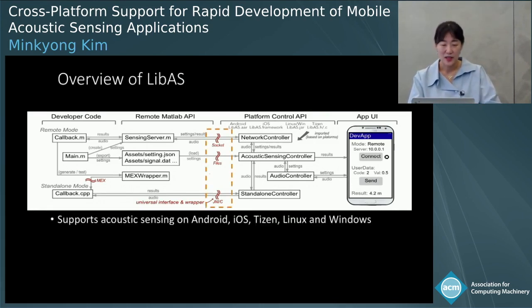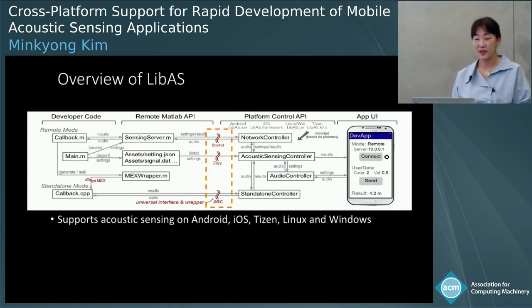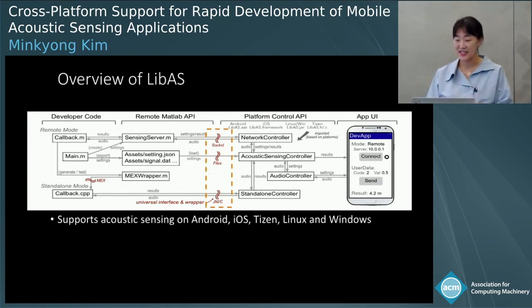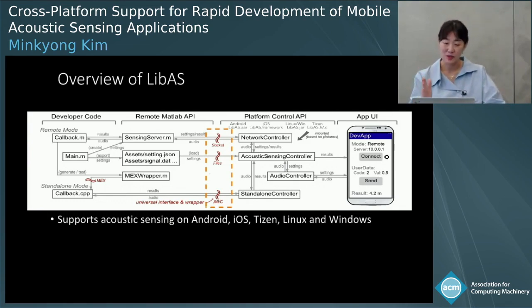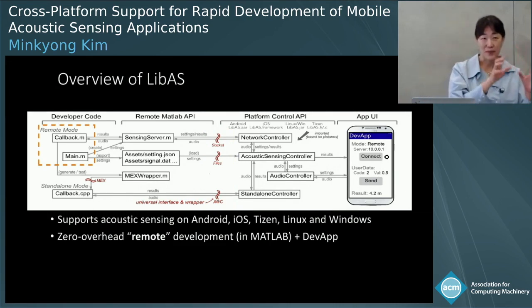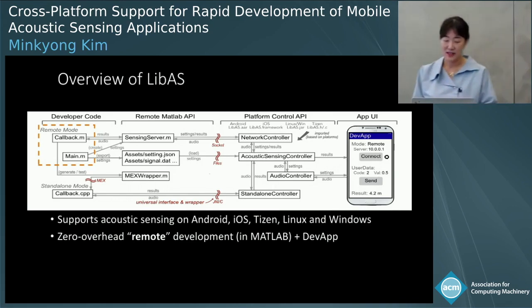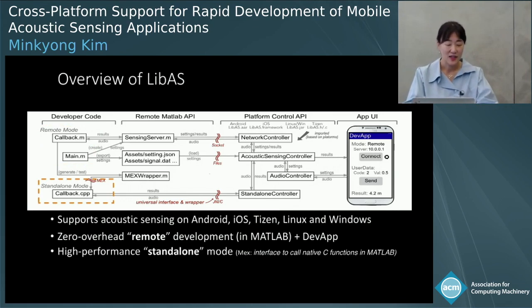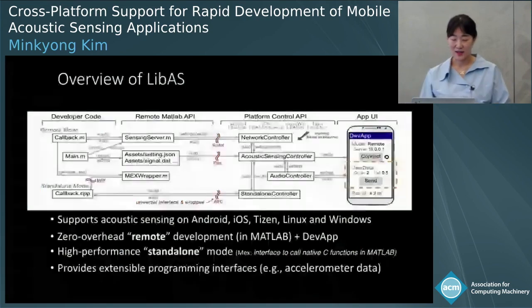LibAS supports various platforms, including Android, iOS, Tizen, Linux, and Windows. It provides the communication mechanisms so that the developer doesn't have to worry about that part, and it's almost zero overhead, right? Because you can just focus on writing the MATLAB code on the left side, and using the dev app, you can test your initial code. Once that phase is done, you can convert your mainline code to C code, which will be the standalone mode, and then you can publish your app at the App Store.